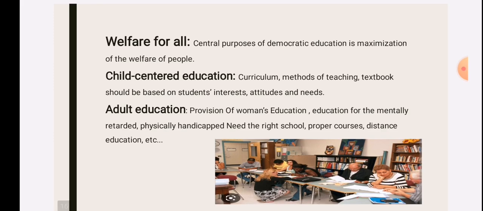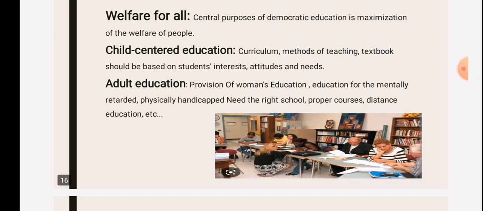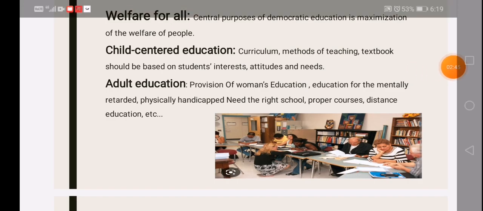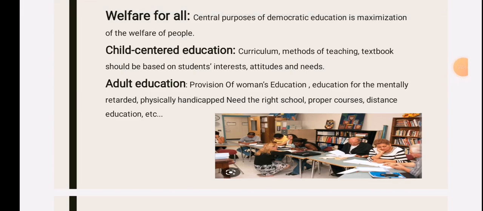Then child-centered education. Child-centered education means the center of education should be the child. Earlier, we were following teacher-centric education. So child-centered education means the curriculum, method of teaching, and textbooks should be based on the interest, attitude, and needs of a student.